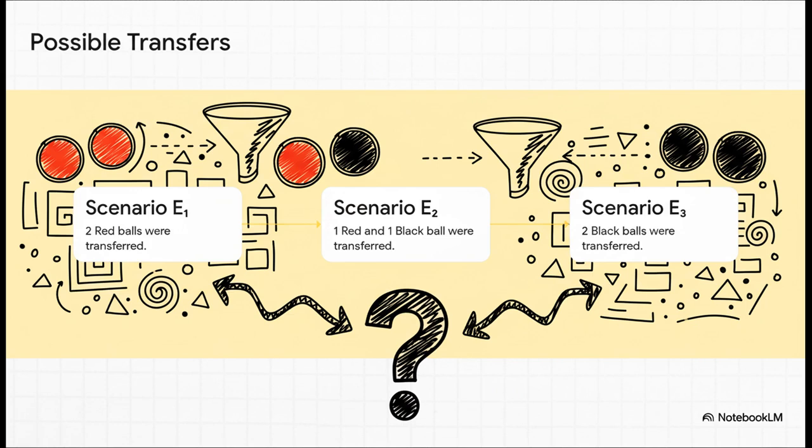First, scenario E1. Both of the mystery balls were red. Second, scenario E2. It was a mix, 1 red and 1 black. Or third, scenario E3. Both of the balls were black. That's it. One of these 3 things has to be what happened.